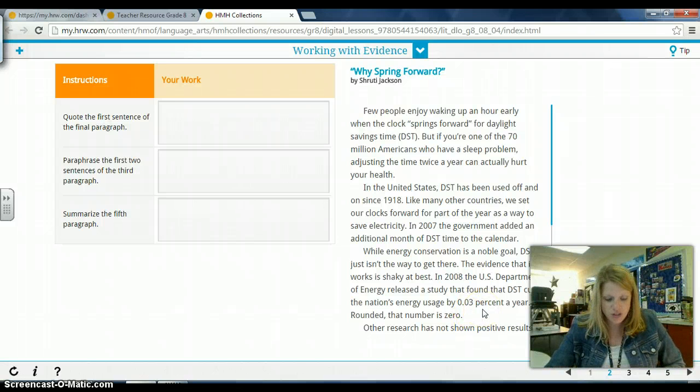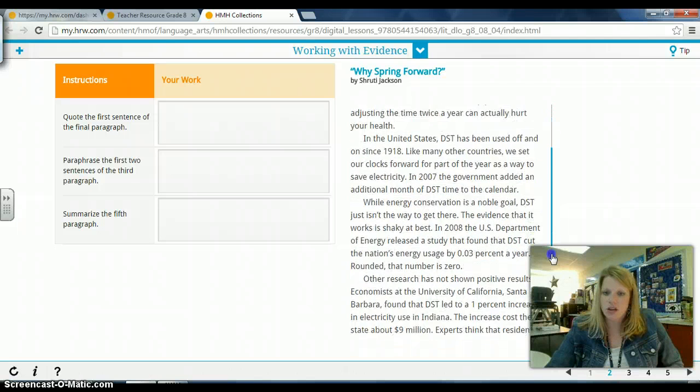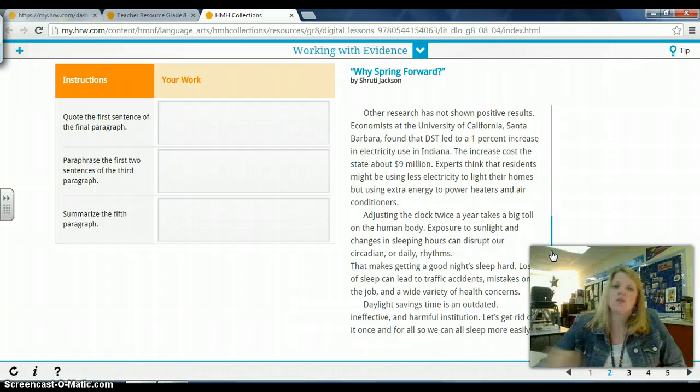Okay? And then once you've done that, you're ready to write your example for a summary. Summarize the 5th paragraph. So that's going to be 1, 2, 3, 4, 5 right here. Adjusting the clock twice a year takes a big toll on the human body. Exposure to sunlight and changes in sleeping hours can disrupt our circadian or daily rhythms. So again, do not take it word for word, but summarize that entire paragraph into your own words.